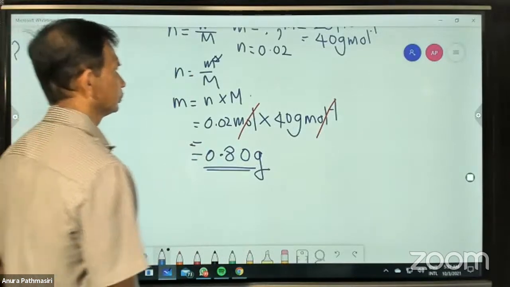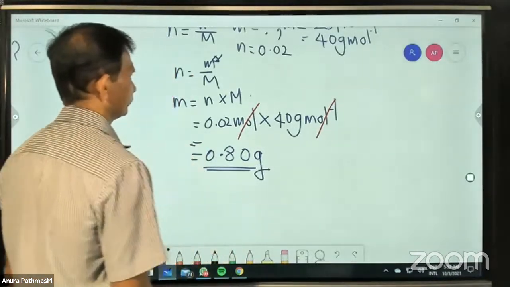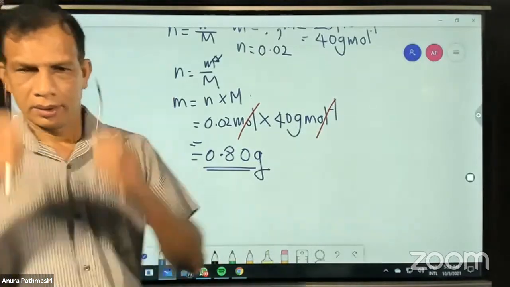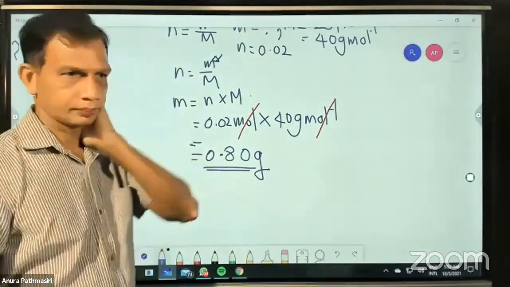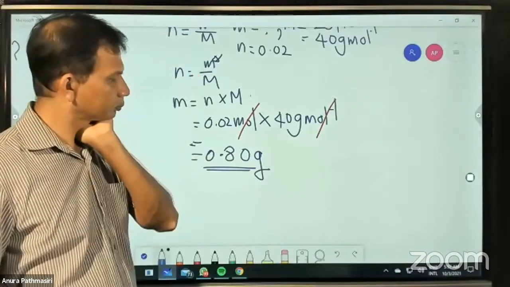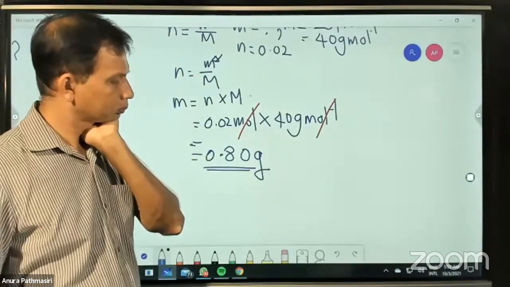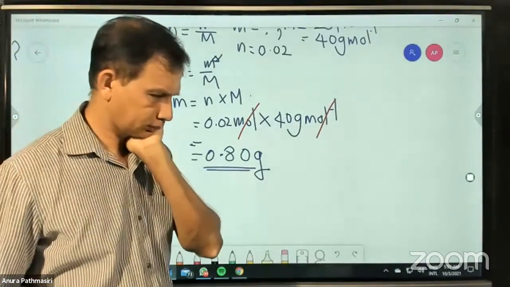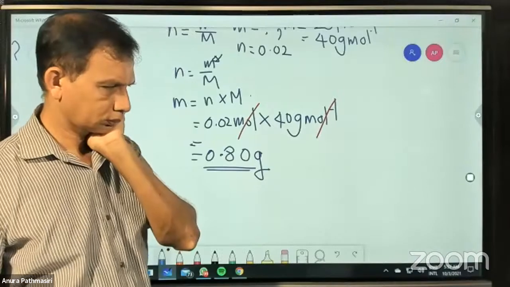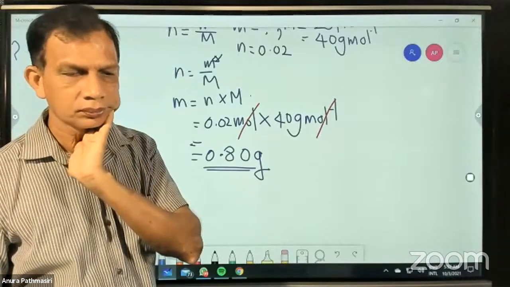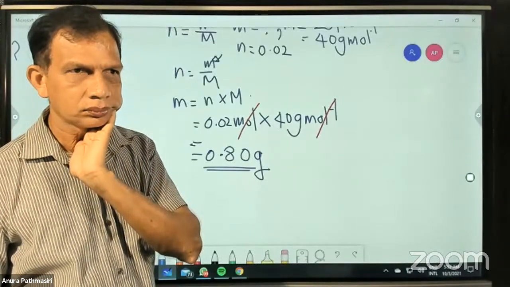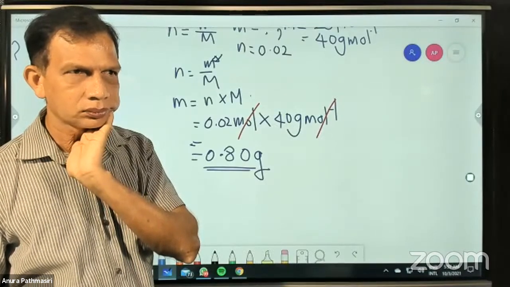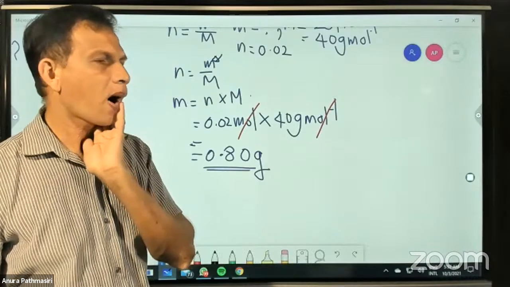Correct or wrong? Correct, sir. Excuse me, sir, is the decomposition of calcium carbonate endothermic or exothermic? Exothermic, no. Endothermic. So heat has to be given, and it breaks into calcium oxide and carbon dioxide.